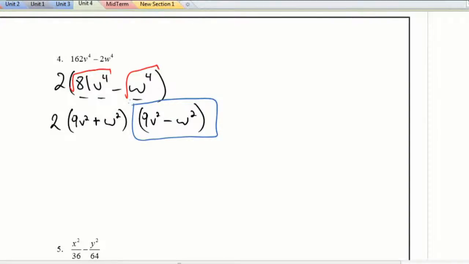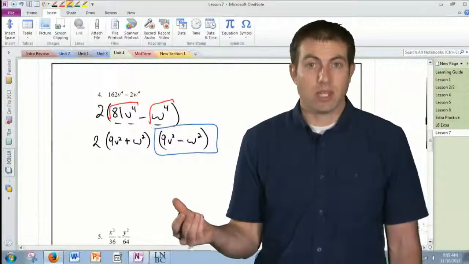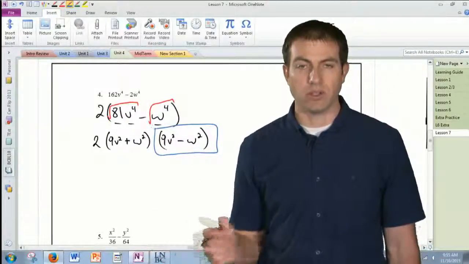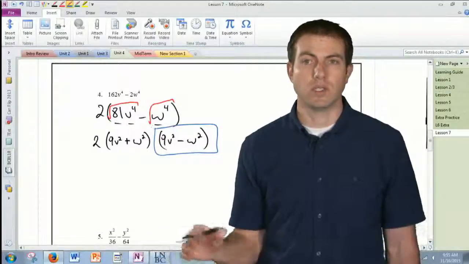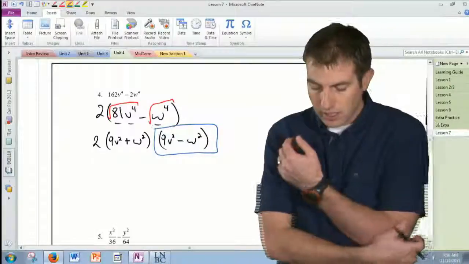Now, this isn't going to happen as often as it's happening in the examples, but it's just something you need to be aware of. When you get to the end of a question, you need to say, is there anything else I can do to that? Can I factor it further? Is there anything common between those terms still that I can factor out? And in this case, it is. So 9v squared minus w squared.